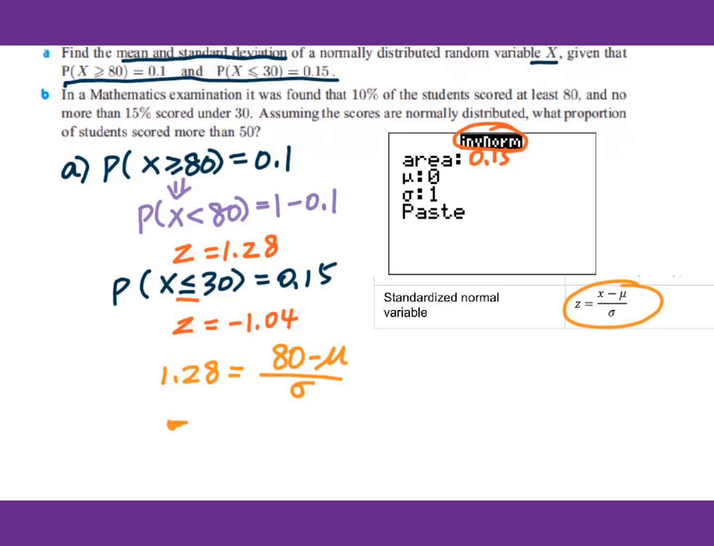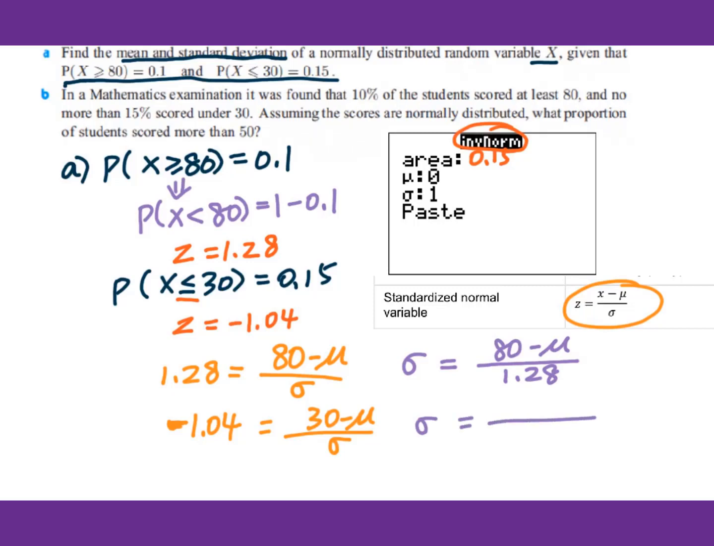Then negative 1.04 equals 30 minus mu over sigma. You can get sigma equals 80 minus mu over 1.28. Another equation, sigma equals 30 minus mu over negative 1.04. Put into y1 and y2.